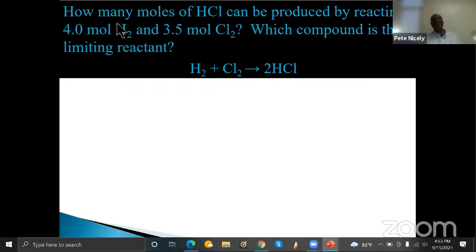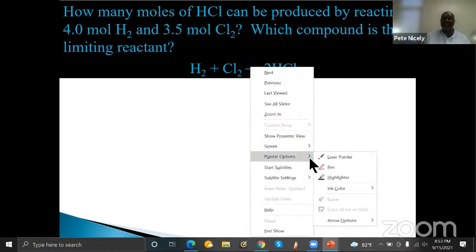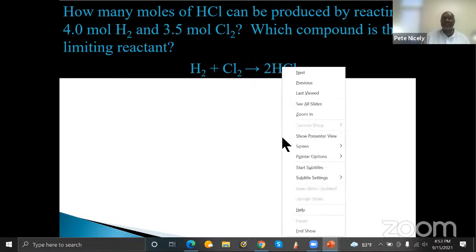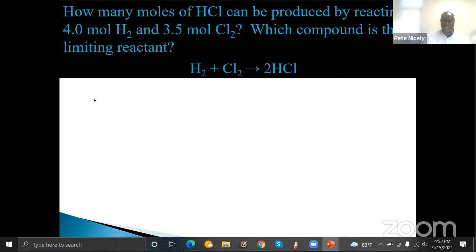So this question says, how many moles of HCl can be produced by reacting 4 moles of hydrogen and 3.5 moles of chlorine? And then the next question is, which compound is the limiting reactant? Okay, so this is what I would do, all right? Let me go to my pen function again, and let me start over here.